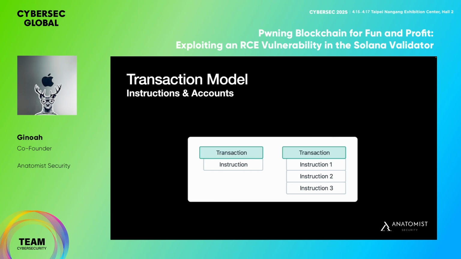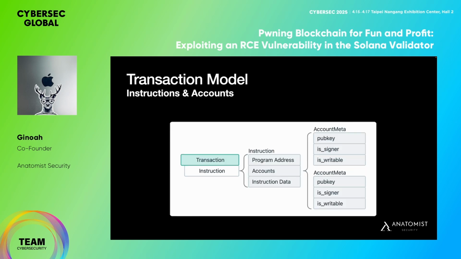Now, there are two key components of a transaction, instructions and accounts. Instructions are basically individual calls to a program. This could be the system program or a smart contract written by the user. A single transaction can include multiple instructions. And it's atomic, which means if any instruction fails, the entire transaction is rolled back.